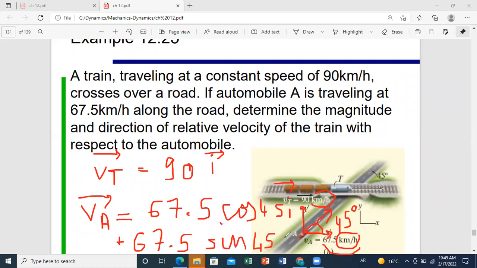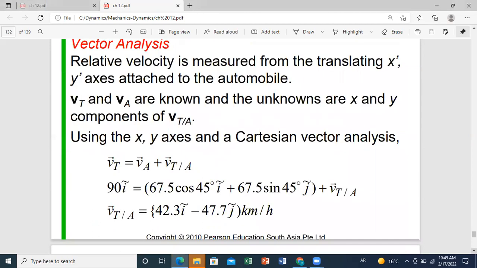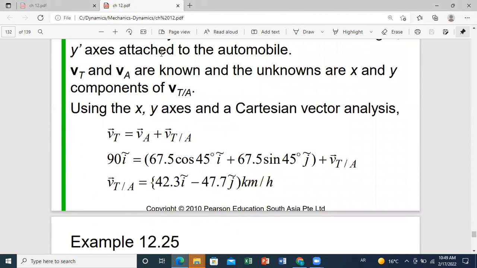As you can see, you now have the vectorial expression of your velocities. All you have to do is apply the rule that the velocity of the train relative to A is the difference Vt minus Va. Then you get your relative velocity vector. Since they asked for the magnitude and direction, for the magnitude you do radical 42.3 squared plus 47.7 squared.